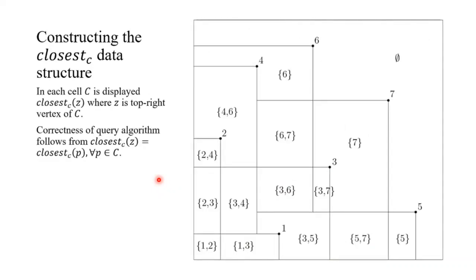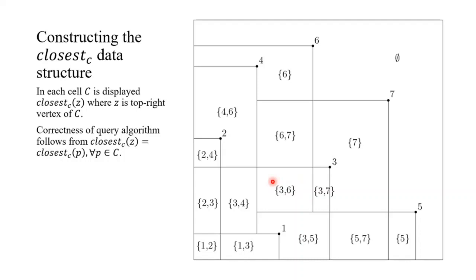So now on this next slide, I've just expanded that final subdivision from the previous slide. And inside each cell, I'm displaying the closest C points of the top right vertex of that cell. So for example, if we look at this cell over here, this is the top right vertex of that cell. And we can see that the points 3, 6, and 7 are all visible from the northeast quadrant of this vertex. And the two closest points to this vertex, according to the Manhattan distance, are 3 and 6. And therefore I associate that set with this cell.